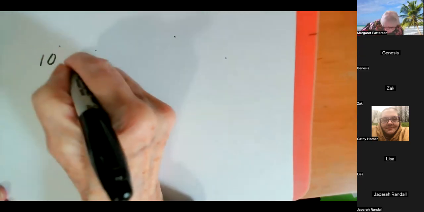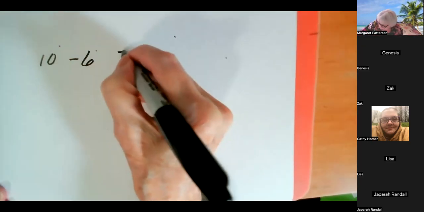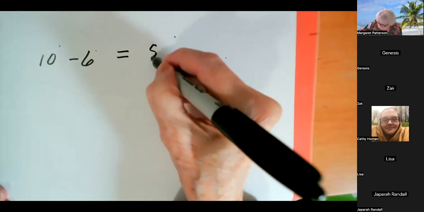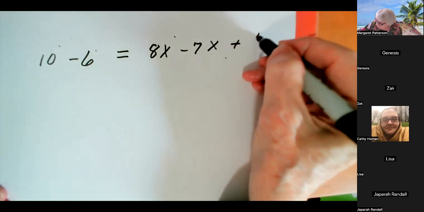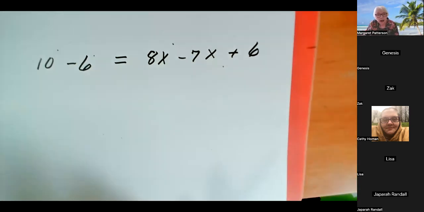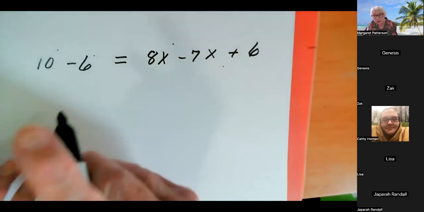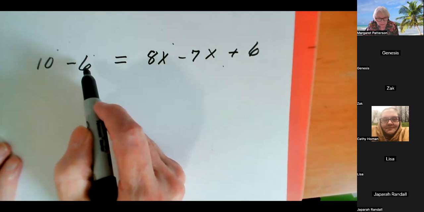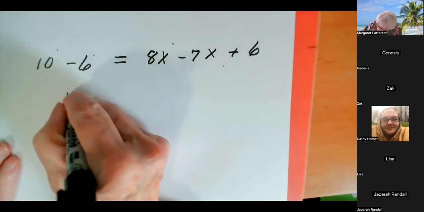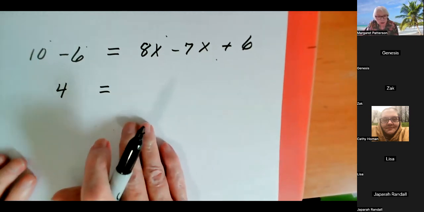I'll try another one. 10 subtract 6 equals 8x subtract 7x plus 6. I have a mess on both sides. And this is my definition. There's no such thing as a mess in algebra, but I'm going to call it a mess. 10 take away 6. 4. Okay, that side's good to go.